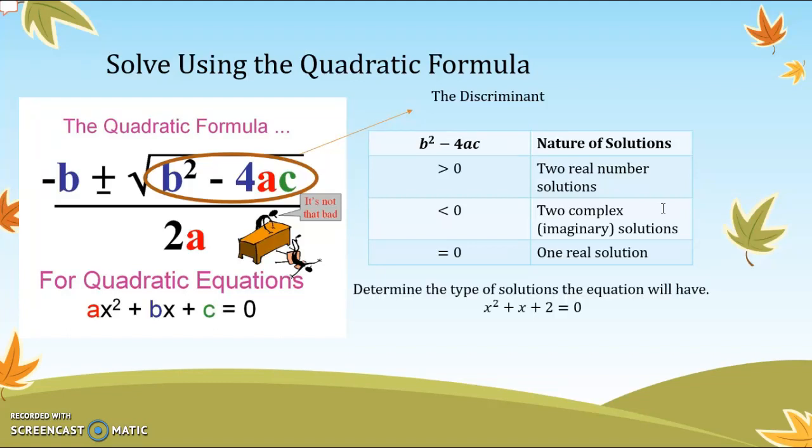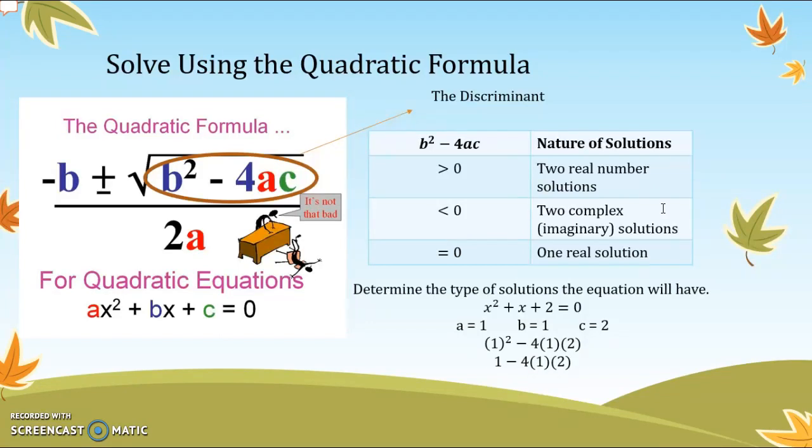Let's determine the type of solutions the equation will have. So I have x squared plus x plus 2 is equal to 0. So it's set equal to 0. I still need to know what a, b, and c are, so I can plug them into the discriminant. So my a value is 1, my b value is 1, and my c value is 2. So I'll plug them into the discriminant, giving me b squared, 1 squared, minus 4 times a, which is 1, times 2, which is our c value.